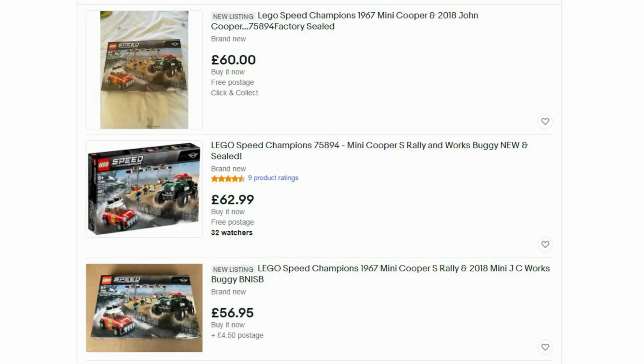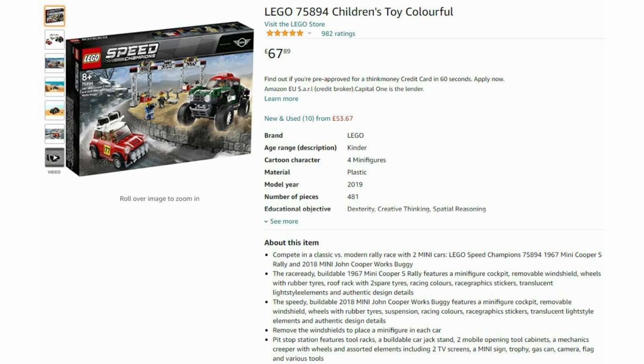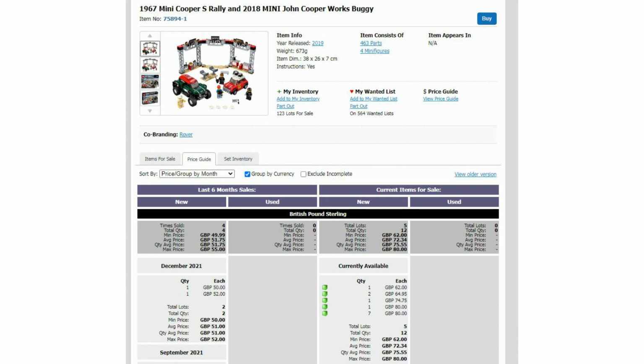On eBay it's available for about £60 right now, and the recent sale value is about £55. On Amazon you can get this for around £68. On Bricklink, the lowest value we have seen is £62.